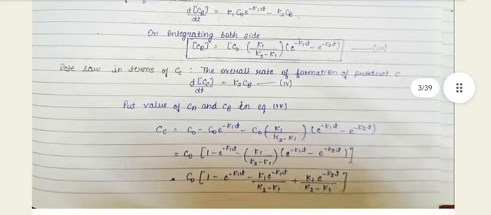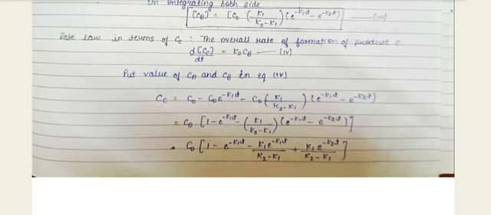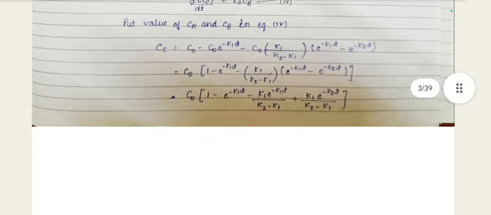Rate law in terms of CC: the overall rate of formation of product C, dCC by dt, is equal to K2 CB. Put the value of CA and CB in equation 4. CC is equal to C naught minus C naught e raised to power minus K1 t minus C naught into K1 by K2 minus K1 into e raised to power minus K1 t minus e raised to power minus K2 t, which is equal to C naught into 1 minus e raised to power minus K1 t minus K1 by K2 minus K1 into e raised to power minus K1 t minus e raised to power minus K2 t.